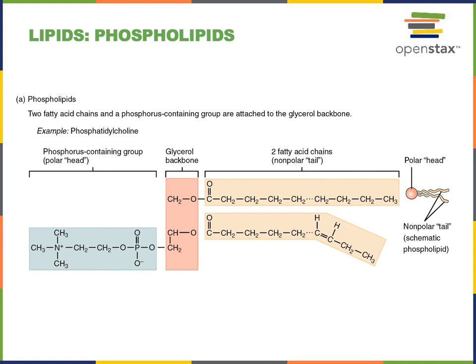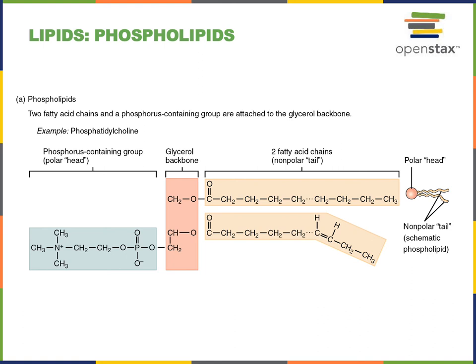Phospholipids are molecules that are based on the same glycerol backbone that we saw in the triglyceride, and there are two fatty acid chains attached to that glycerol backbone. But in the third position of glycerol, instead of having a fatty acid chain, a phospholipid has a phosphorus-containing polar head group.